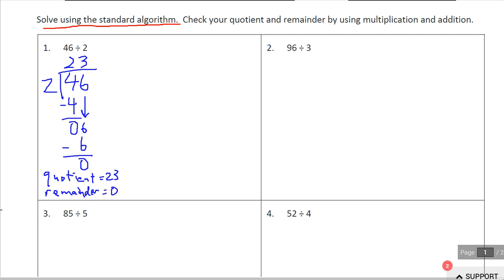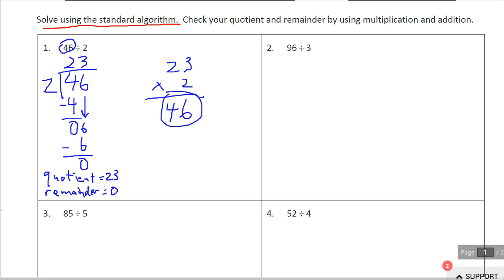Remainder equals 0. And then to check, we're going to use multiplication and addition. But this time we don't need addition because we don't have a remainder. So we're going to have 23 times 2. 3 times 2 is 6, and 2 times 2 is 4. 46 checks with what we started our problem with.